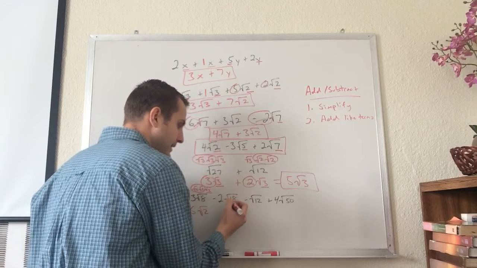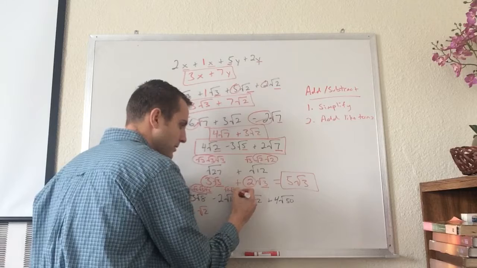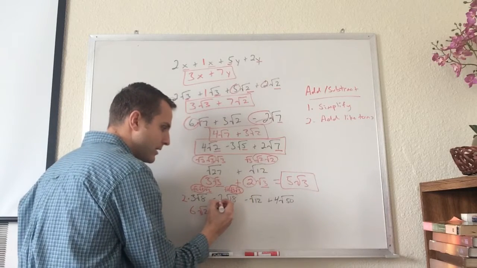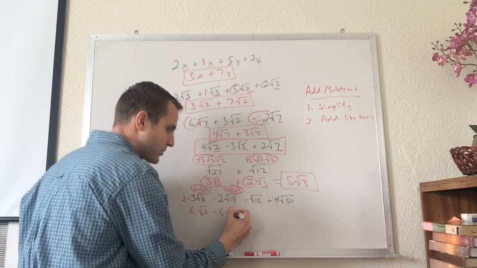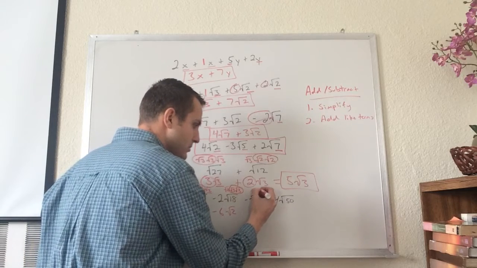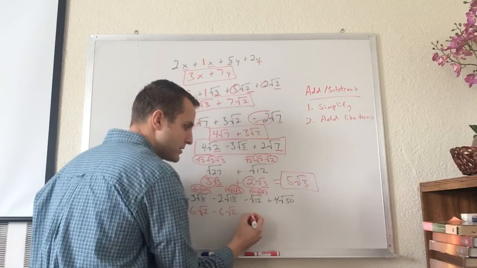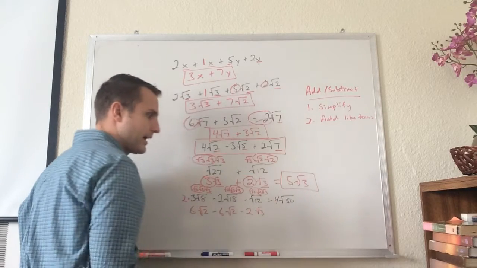Next, I have 18. That's the square root of 2 times the square root of 3 times the square root of 3. Again, anytime you have 2 of the same, that goes out. And I have 2 times 3, that's negative 6, and then I have the square root of 2 left. Next, I have 12, square root of 2, square root of 2, square root of 3. So I have 2 square root of 2s, that means a 2 goes on the outside, and then I have square root of 3 left.